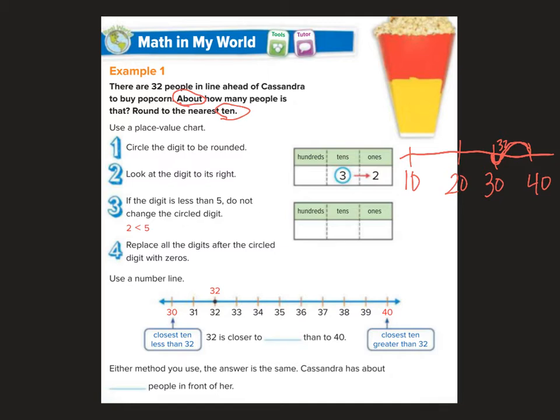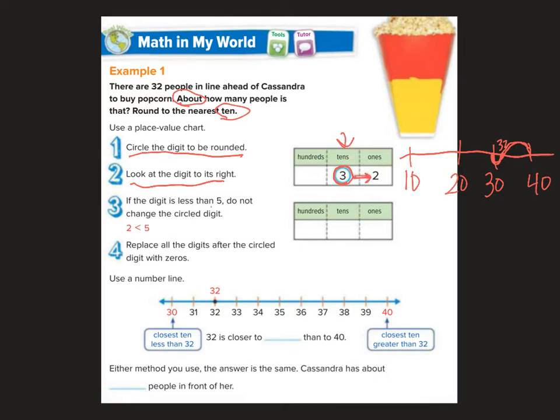Well, if we visualize it this way, we can easily see, hey, that's 30. But we don't always want to draw out a number line, right? We can't draw out number lines if we're at the grocery store. So let's look at a little trick we can use. It says to circle the digit to be rounded. So we want to circle the digit in the tens place. Circle it. Look at the digit to its right. So we're going to look at 2.